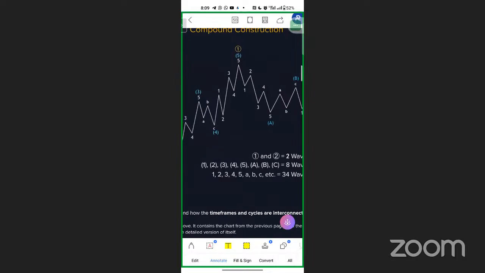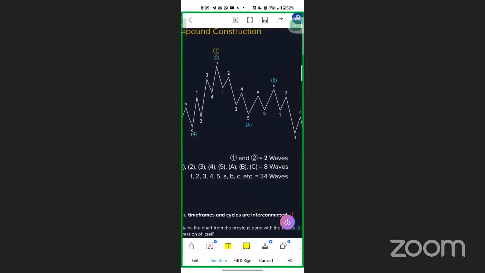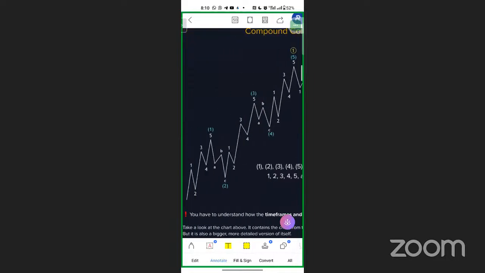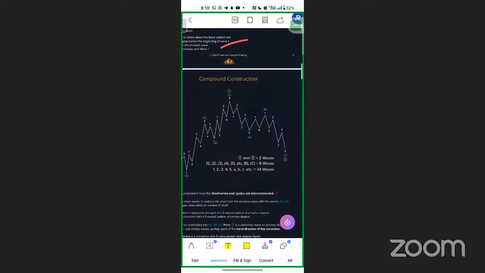Then it says 1, 2, 3, 4, 5, A, B, and C. Those are 8 waves. So the market continues to form these waves. I'm just making things simple; we're not going into more details.